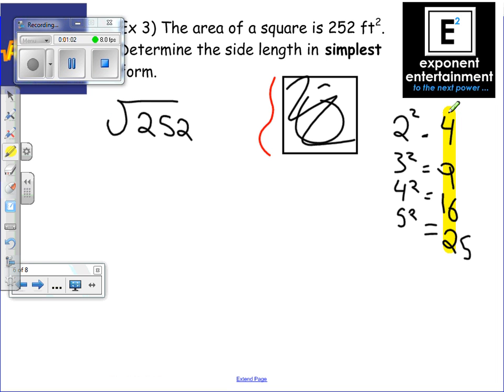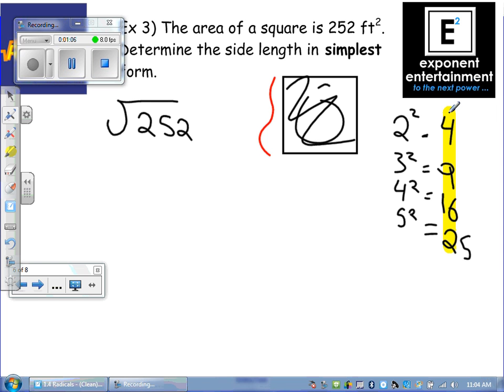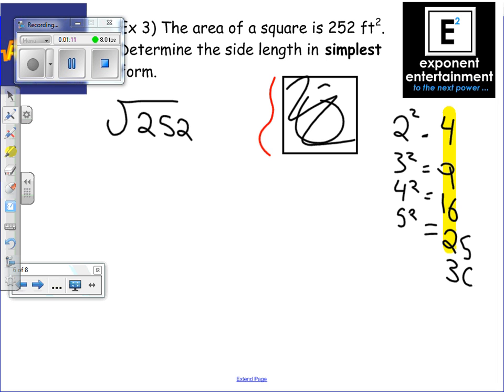You're going to find the biggest one that divides into 252. 36 does it? So 36 would be the next one on the list. When you divided 36 into it, what did you get? 7. So you've broken that into the square root of 36 times the square root of 7.